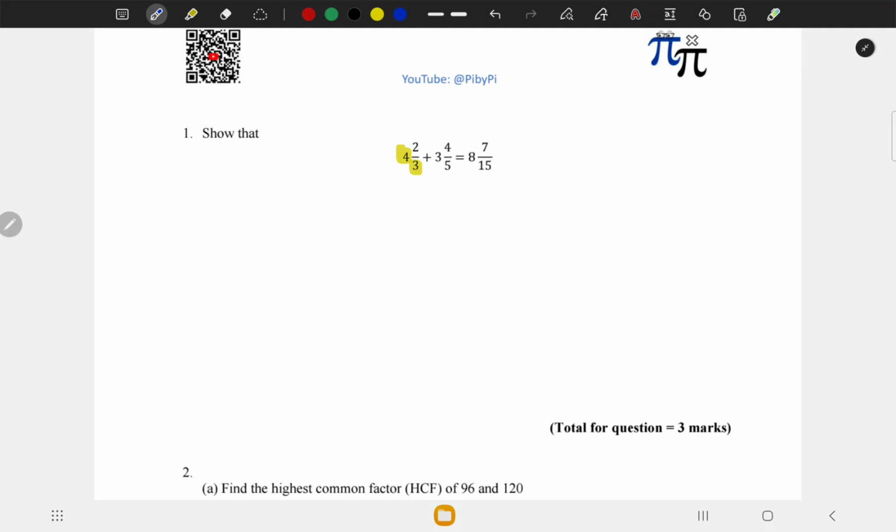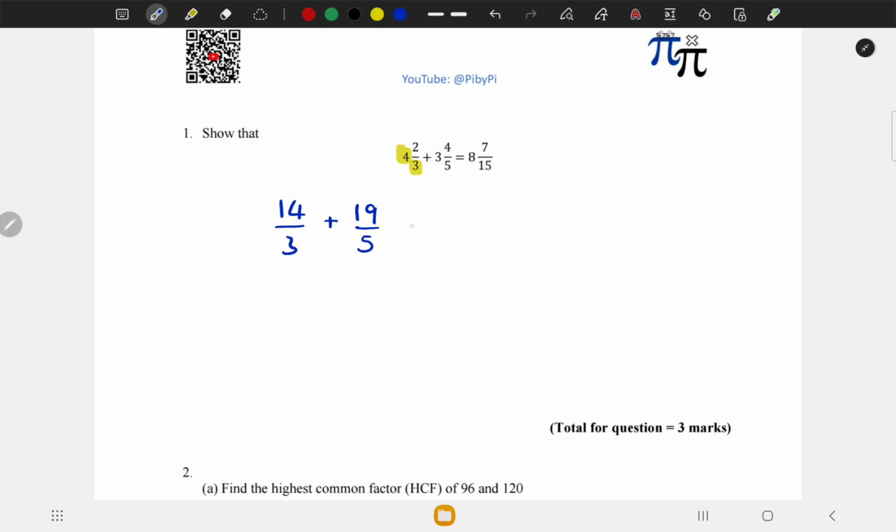So in this case, we'd be doing 3 multiplied by 4, which gives me 12. And then I add 2 to it, which gives me 14. So I'm starting off with 14 over 3. And I do the same thing for the 3 4/5, which now gives me 19 over 5.